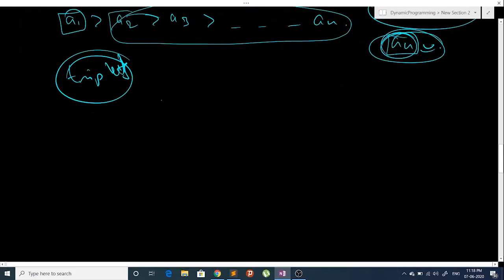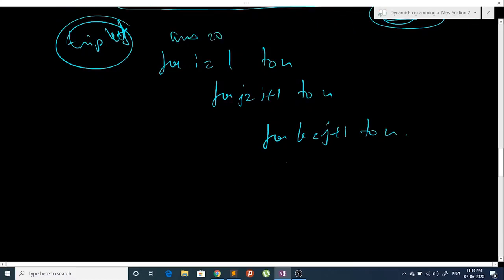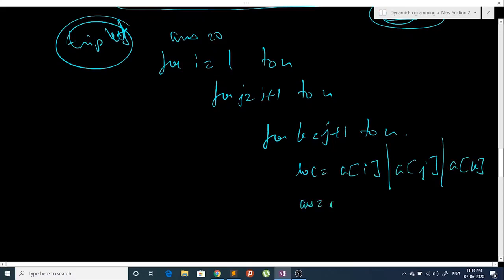So the final algorithm would be: for i equals 1 to n, and for j equals i plus 1 to n, and for k equals j plus 1 to n, I take my answer initially as 0, and here I calculate the local answer, which will be a of i OR a of j OR a of k. So I will update my answer as the maximum of answer and local.